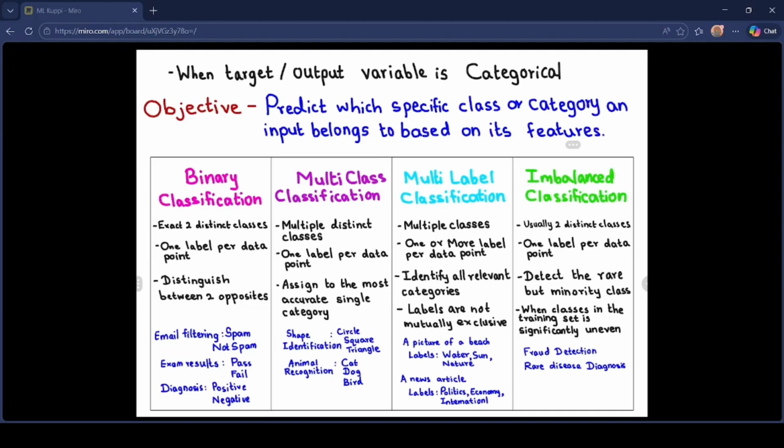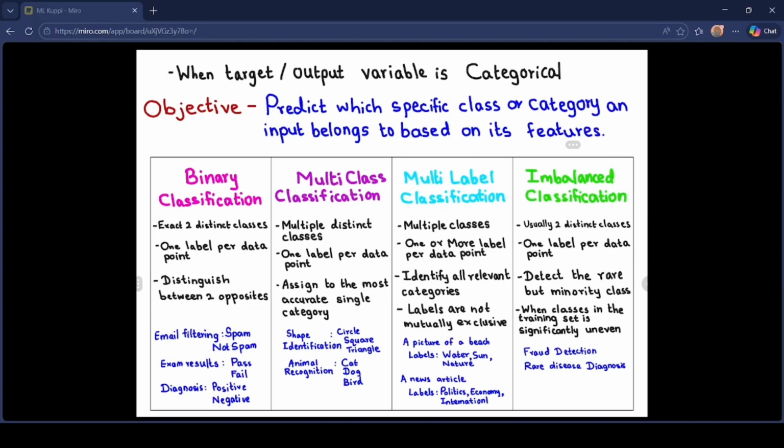we have some sort of picture, a picture of a beach, for example. Now we have labels: water, sun, nature, forest, green. These are our five classes. Now if we take a picture of a beach, the beach has water, the beach has sun, and it's a picture of nature. This picture falls under all three labels. Because of this, this particular input falls into multiple classes. If we use a multi-label classification model, all of these categories will be identified.